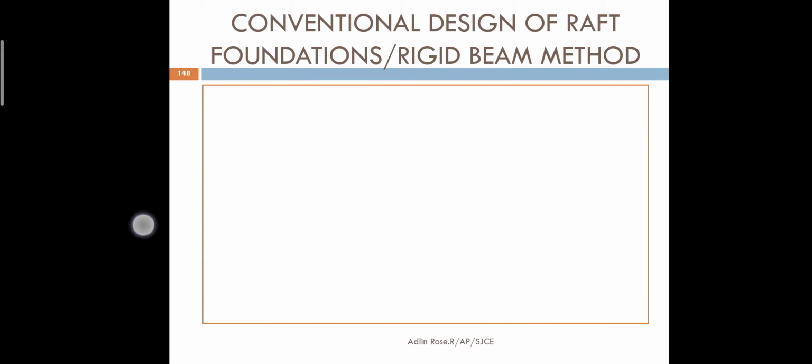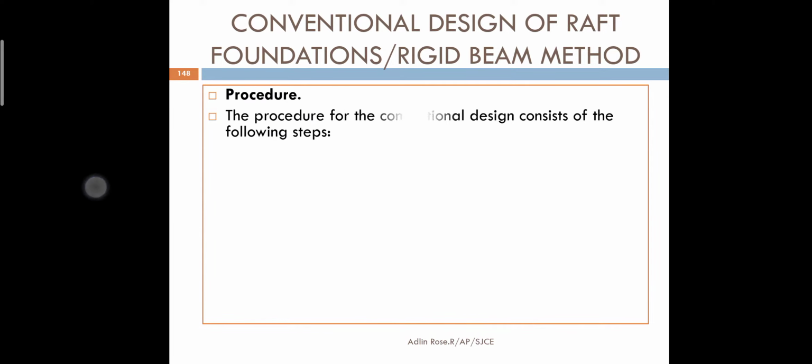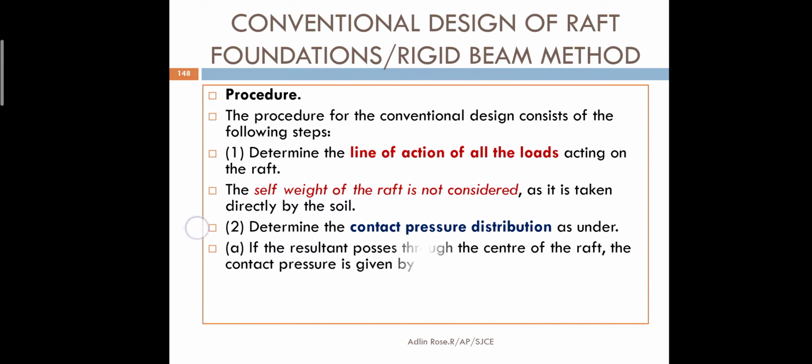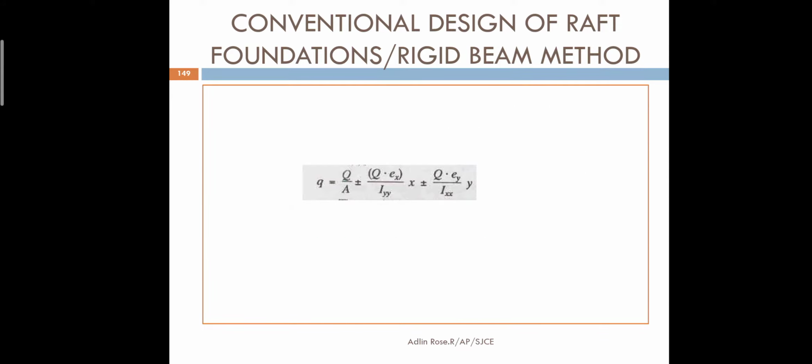If the eccentricity comes into picture, then the formula is this: pressure is equal to Q by A plus or minus QEx by Iyy into x plus or minus QEy into y divided by Ixx. When you see this, Q is the resultant loads, A is the area of the mat, and Ex and Ey. When you take a mat, we have both thickness as well as length.